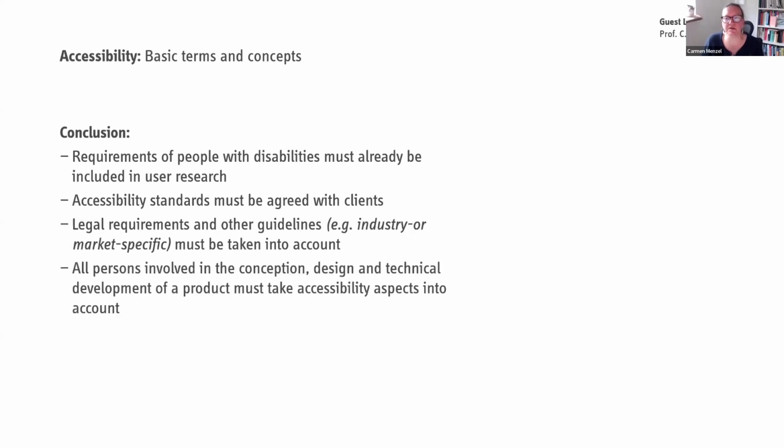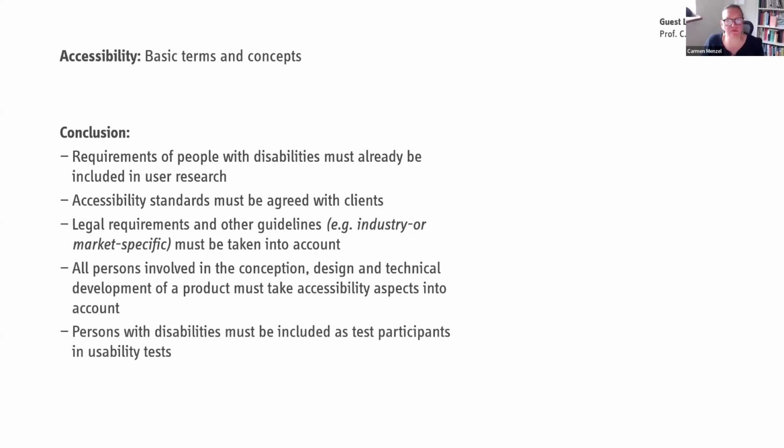And work as a team. All people being involved in the development of a product, from concept, content, technical implementation and development, should know about aspects of accessibility to make things happen in a good and right way. And also, if you do usability tests, include people with disabilities, because then you can really and practically see what they face and what their problems might be, to improve your product.